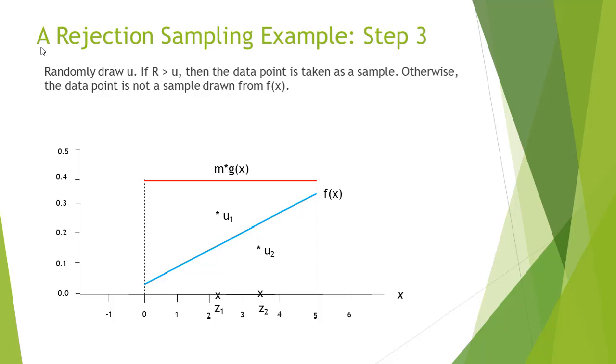But if u is less than R, the blue vertical line created by u is within the scope of the distribution fx. The data value that corresponds to that u should be taken as a sample from fx. This is how we use the rejection method to choose samples from a distribution.